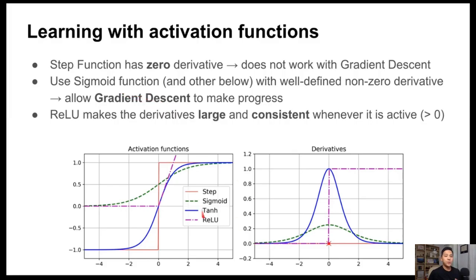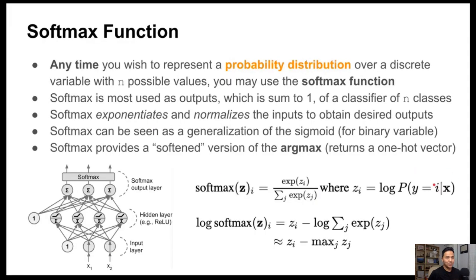Now I want to also introduce you to the softmax function. It's a really cool function. Every time you want to represent a probability over a discrete variable with n possible values, you may use the softmax function. What it does is that in a classification system, it produces outputs which all sum up to 1 over n classes. Really, really nice property. And the way it does this is it exponentiates and normalizes the output, right?